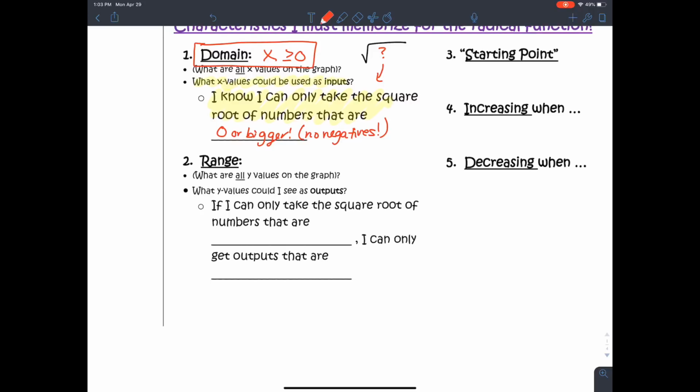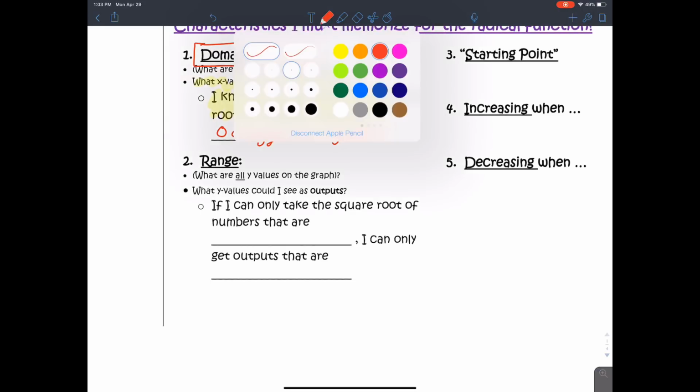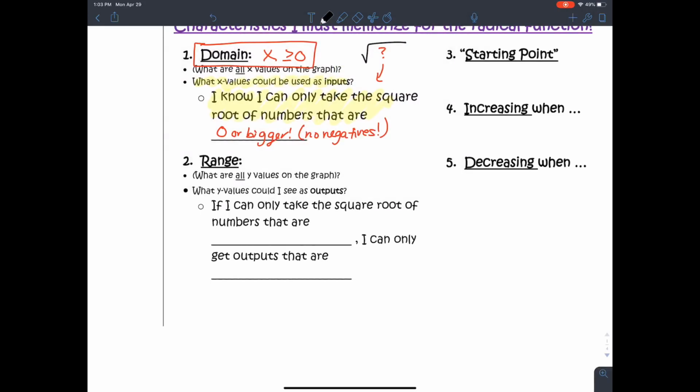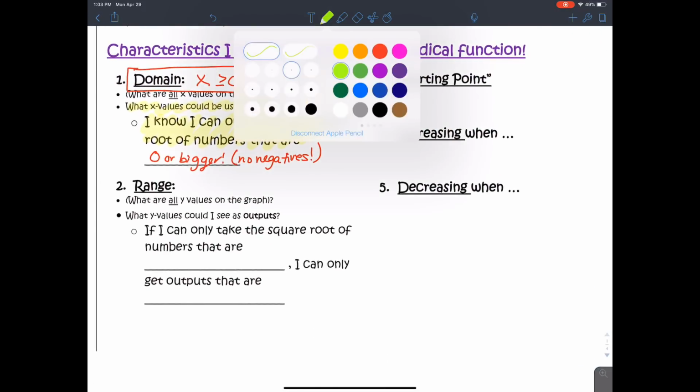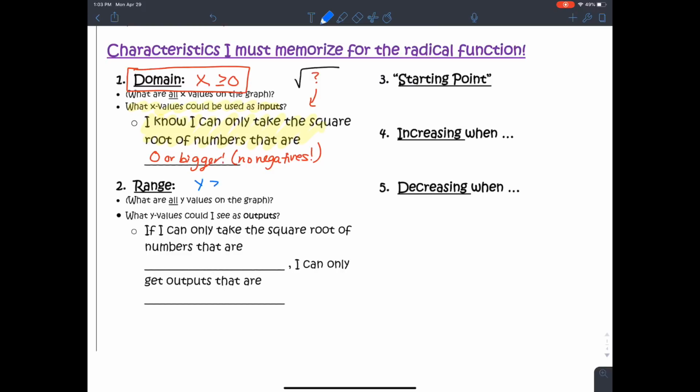Now the range is all the y values on the graph. Similar to how we saw with quadratics, there's usually a highest and a lowest point. I can visually see here that all the points on my graph are above the line y equals 0. So graphically, we can see that all the y values on our graph are bigger than or equal to 0. The way that we can remember that is from our domain.